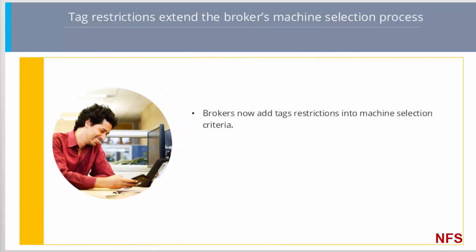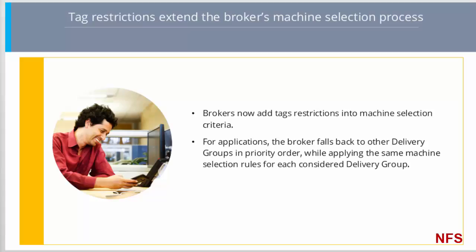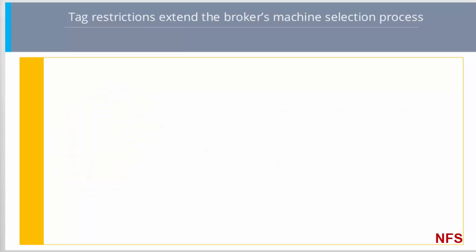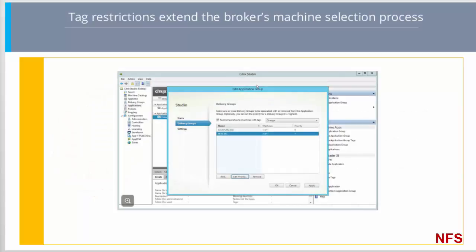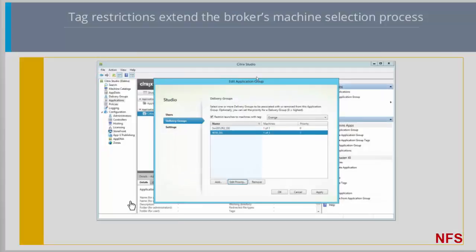A tag restriction extends the broker's machine selection process. The broker selects a machine from an associated delivery group subject to access policy, configured user lists, zone preference, its launch readiness, plus the tag restriction if it's present. When configuring tag restrictions in application groups where multiple delivery groups are selected, it's possible to set priority values on each delivery group specified. So the broker falls back to other delivery groups in the priority order while applying the same machine selection rules for each considered delivery group.